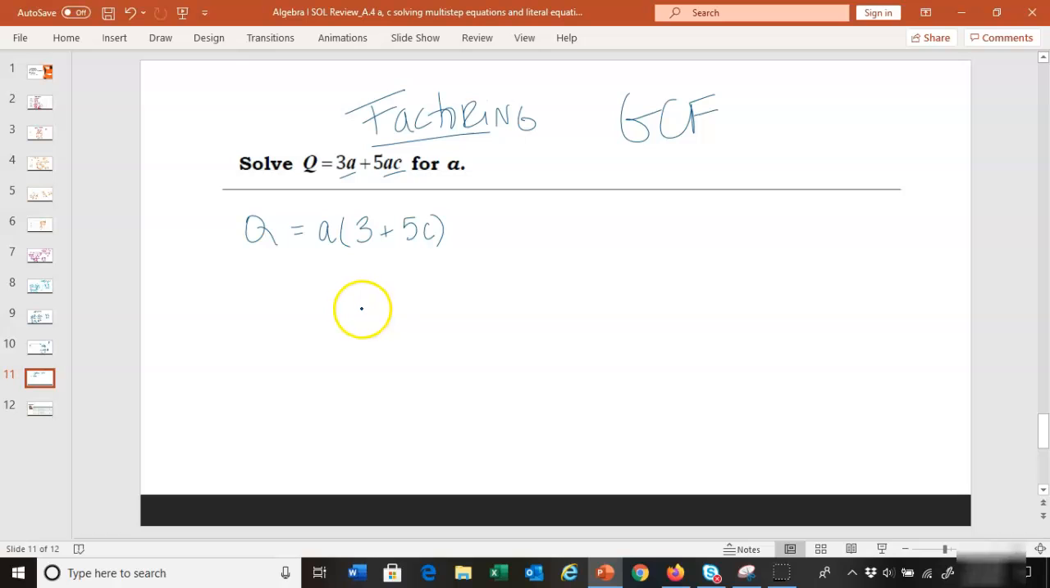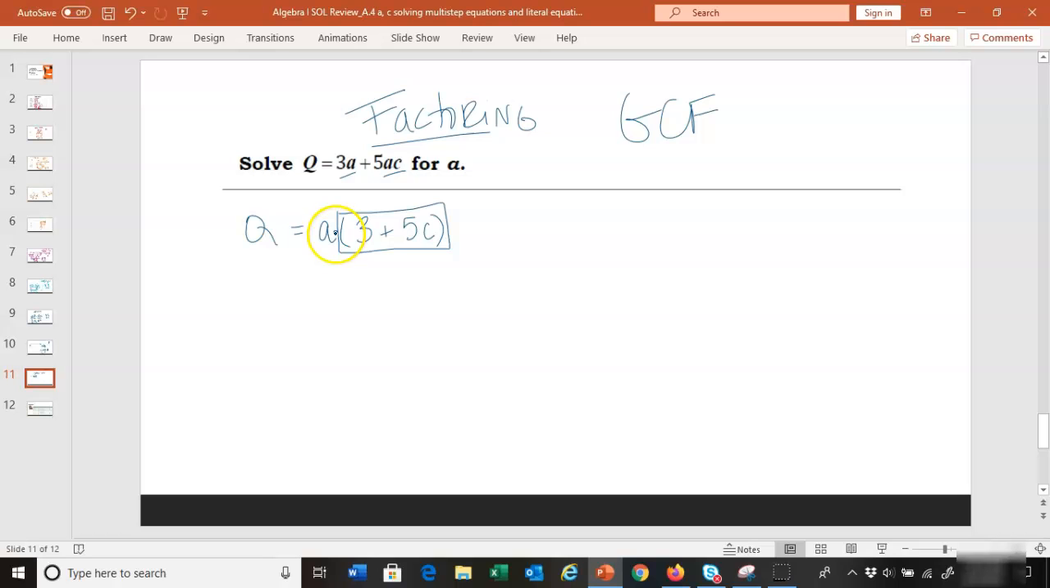If you don't believe me that you're allowed to do this, you can always go in reverse and distribute this A and see what happens. And you'll get right back to this. A times 3 is 3A. A times 5C is 5AC. So look, now we have A times all of this. This is all one unit. And this whole unit is being multiplied by A.